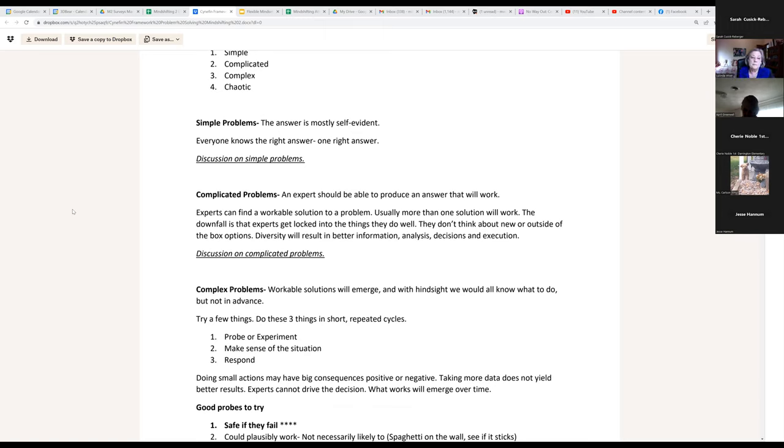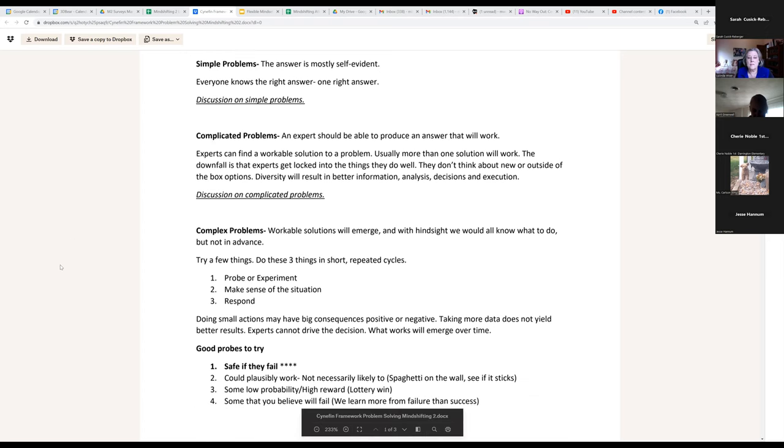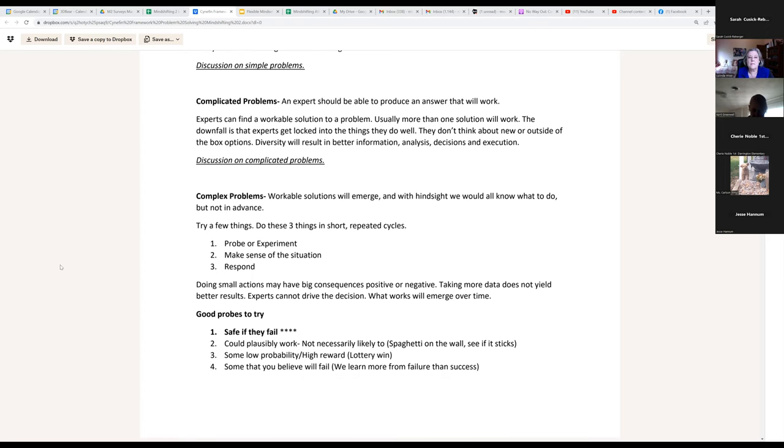The downfall is that an expert gets locked into the things that they do well. They don't think about new or outside-of-the-box options. And the diversity will result in better information, analysis, decisions, and execution. Again, followed by a discussion on a variety of complicated problems. Then we would go into complex problems, and those are where workable solutions will emerge. With hindsight, we would know what to do, but not in advance. I would ask them to try a few things and do these three things in short repeated cycles: a probe or an experiment, make sense of the situation, respond, and then keep recycling on those.